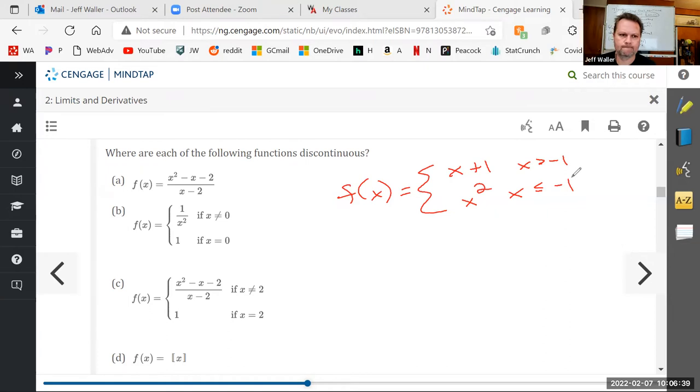Assuming the function is x plus 1 while x is greater than negative 1. So if I'm inputting numbers that are bigger than negative 1, I'm going to input them into x plus 1. If I'm inputting numbers that are less than or equal to negative 1, I'm inputting them into x squared. So here's what I show my pre-calc students. I'm going to make two tables of values.